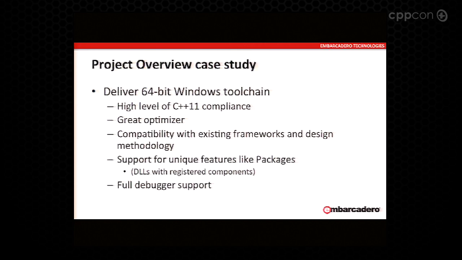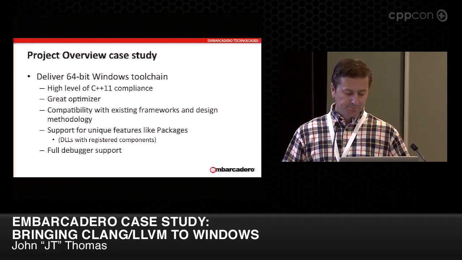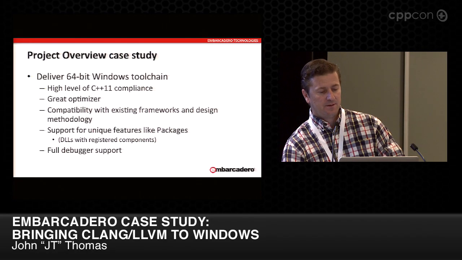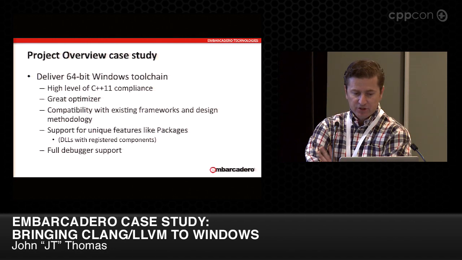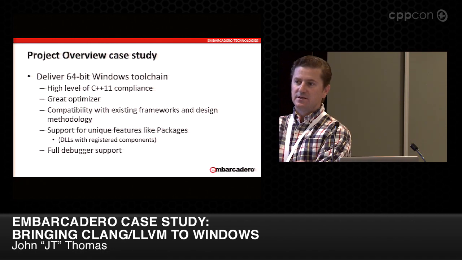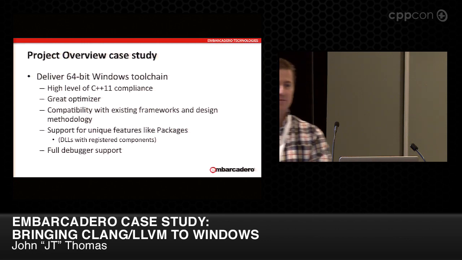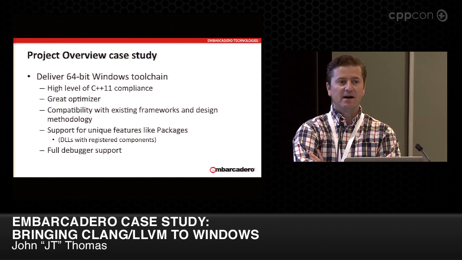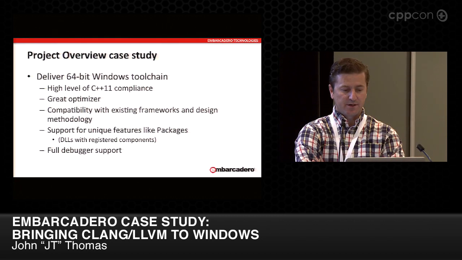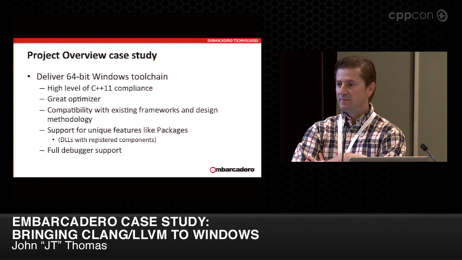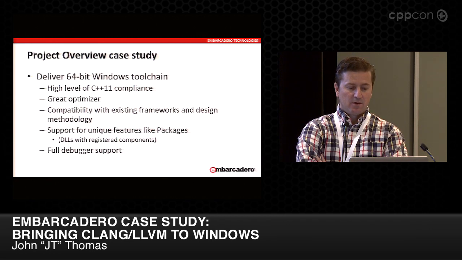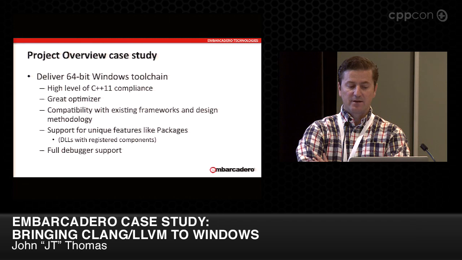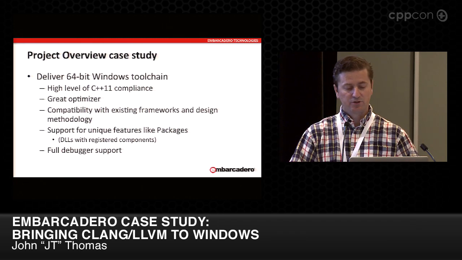So specifically for this case study, we're going to talk about delivering the 64-bit Windows toolchain. Again, we wanted to make sure we could deliver a high level of C++11 compliance. Ultimately, the number one goal was that our developer base could build 64-bit binaries. But there were other must-haves. Language compliance was one of those. We wanted to have the best optimizer possible. We wanted to have compatibility with our existing frameworks and design methodologies and approaches.